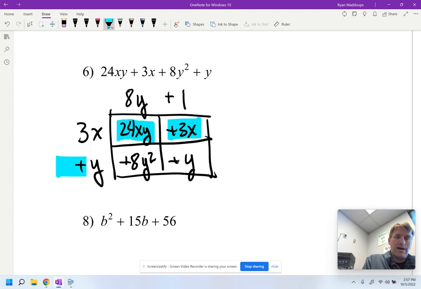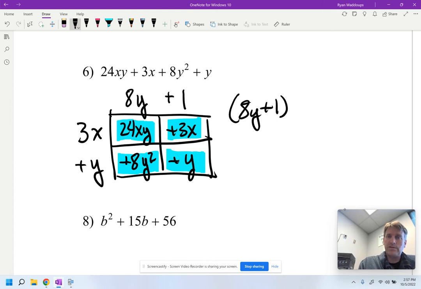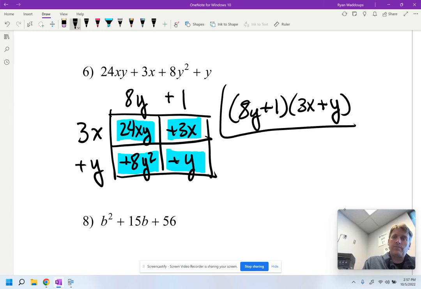And y times 8y is 8y squared. Good. And y times 1 is y. Good. So my factors are, I've checked them, 8y plus 1 times 3x plus y. And that's good for number 6.